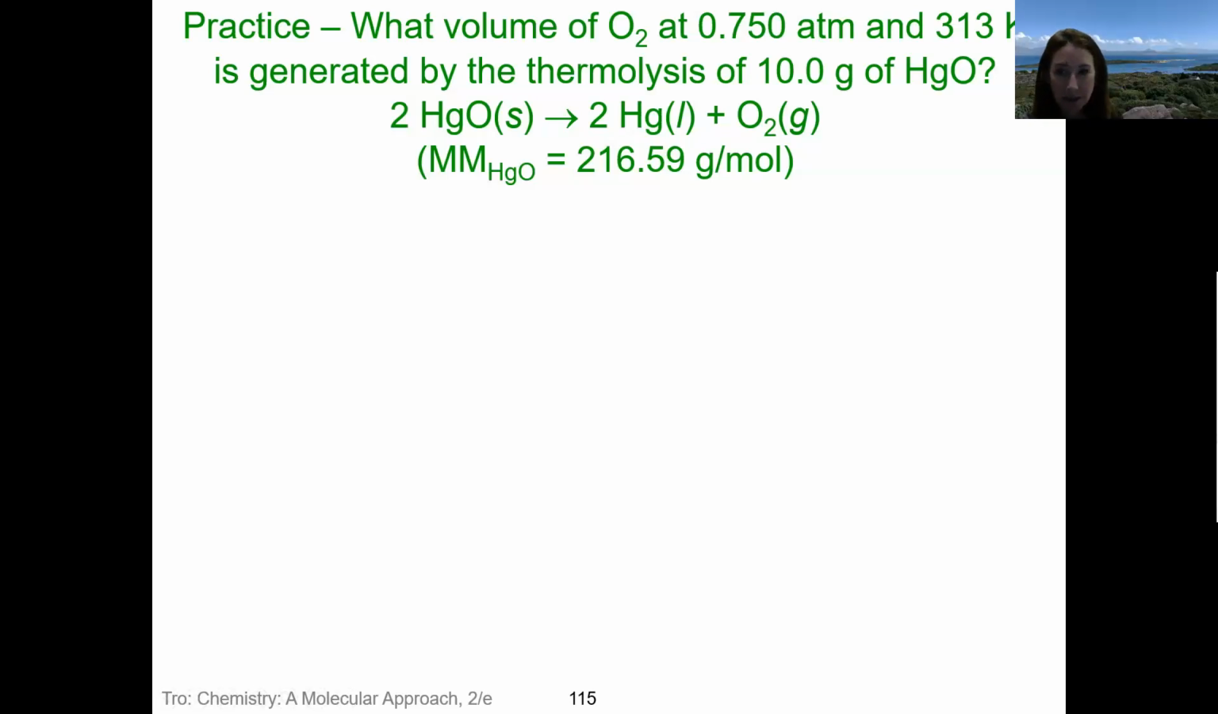So you might not have finished it, but got pretty close. All right, so what do we have here? What volume of oxygen at 0.75 atmospheres and 313 K is generated from the thermolysis of 10 grams of HgO?